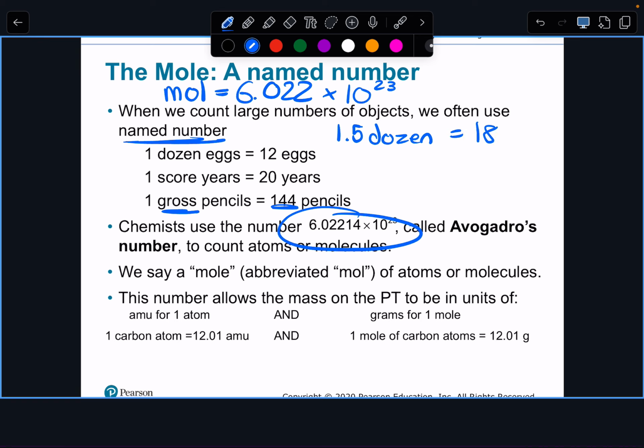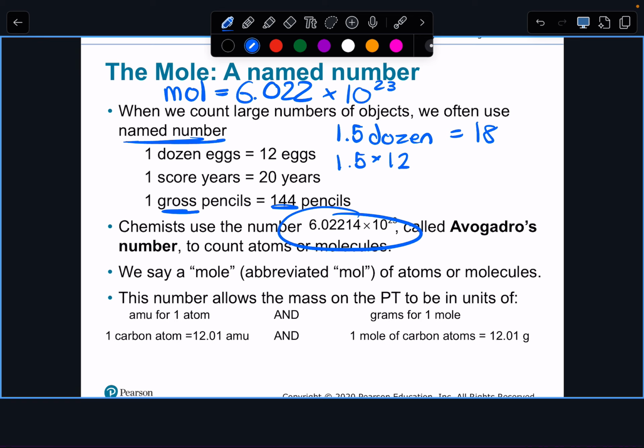What you did in your head there was 1.5 times dozen, which is 12, right? And that's how you got 18. You just did that in your head. So sometimes we might say 1.5 moles, and that would just be 1.5 times 6.022 times 10 to the 23rd. Okay, and we could technically use this number for anything.